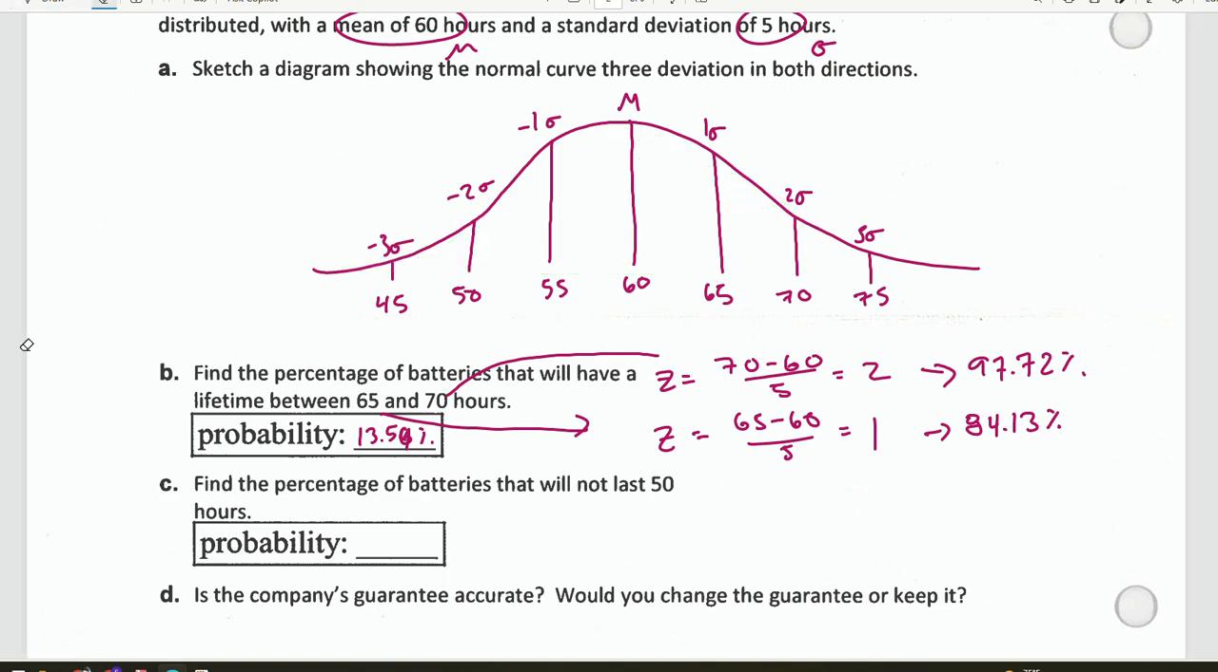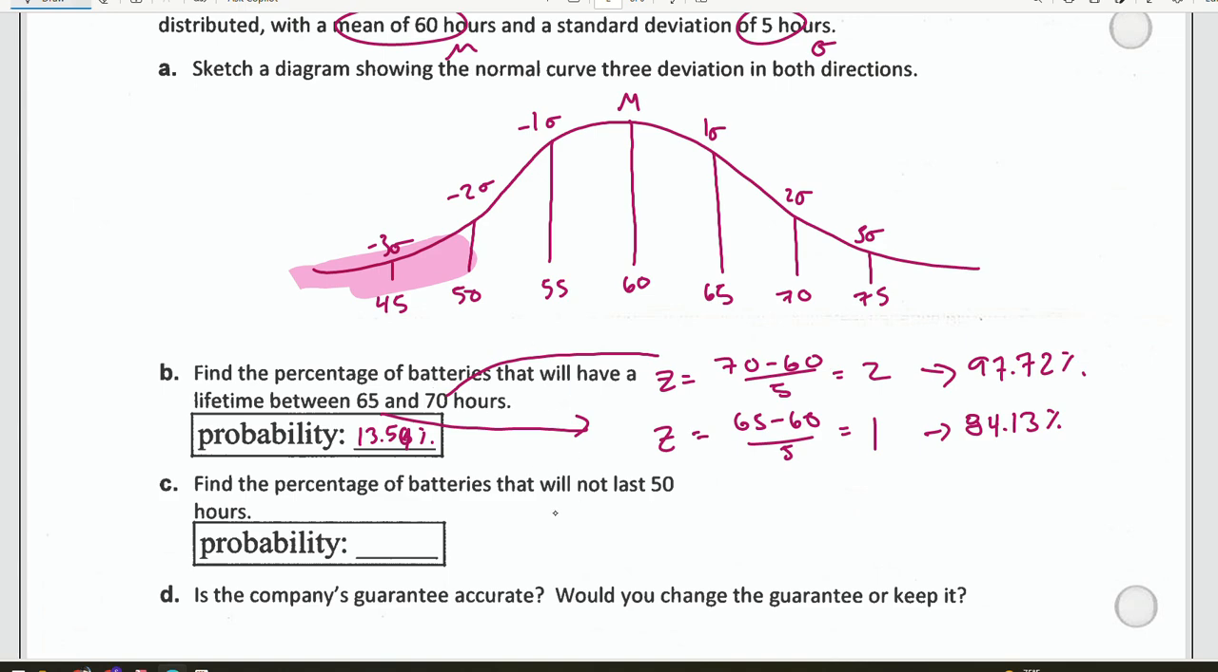Now let's look at the next question. Find the percentage of batteries that will not last 50 hours, which means anything less than 50 hours. So let's plug in the z-score equation. 50 minus 60 all over 5. That's going to give us -2. And that tracks, because that would be -2 standard deviations.